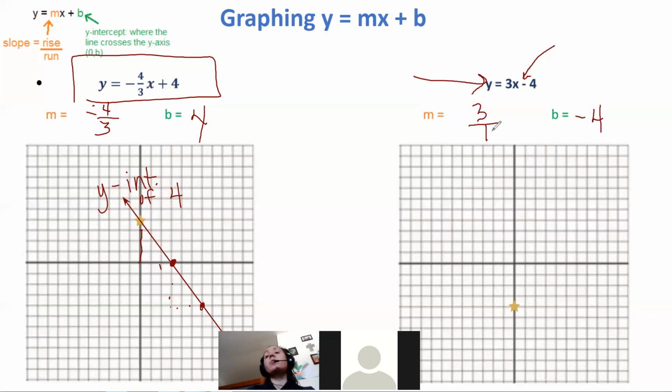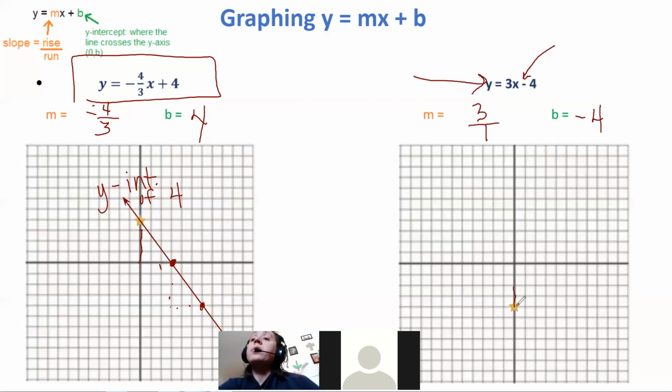Perfect. That's absolutely correct. That is a y-intercept of -4. It's down 4 on the y-axis. And then which way would I move from that point according to my slope? What do you guys think? Which way would I move? Up 3? Yep. And then right 1.